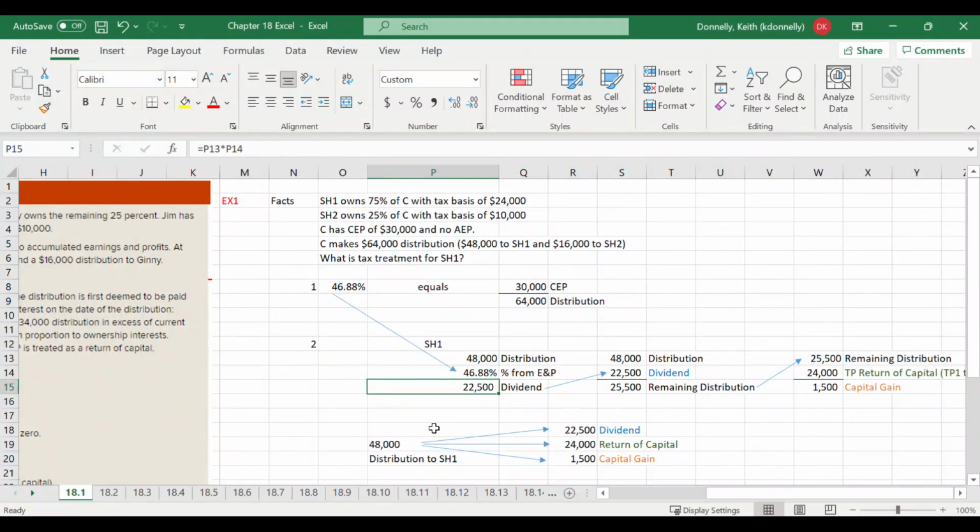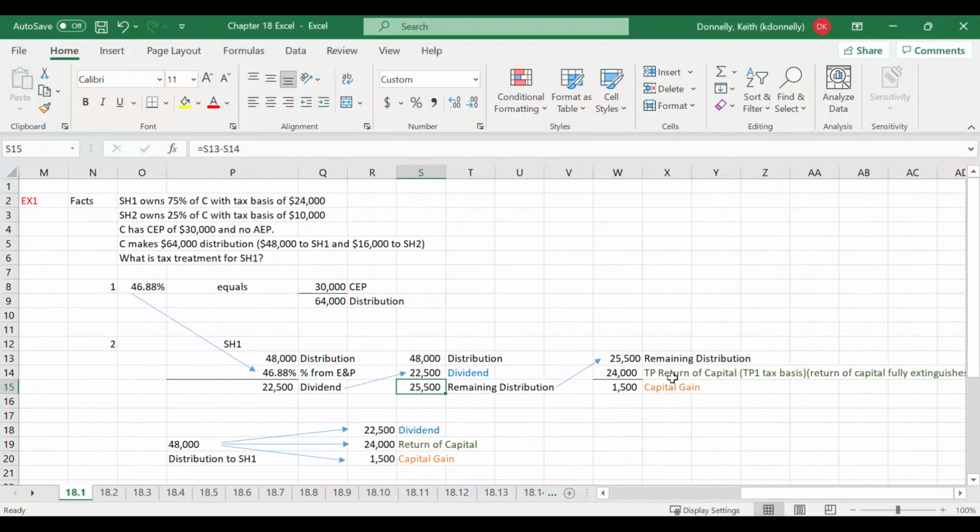That's great. However, the shareholder received $48,000, and we said $22.5 thousand of it is a dividend. What do we do with the remaining $25,000, or $25.5 thousand?